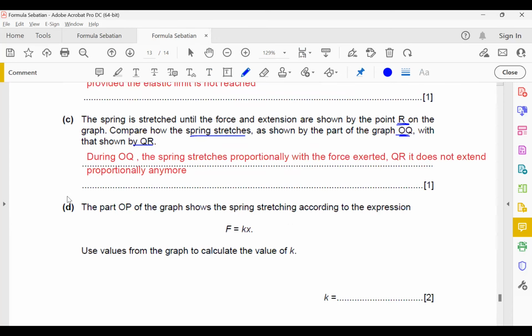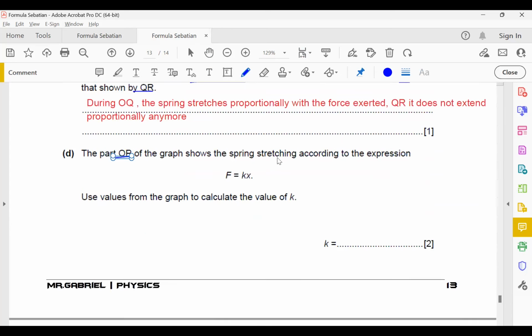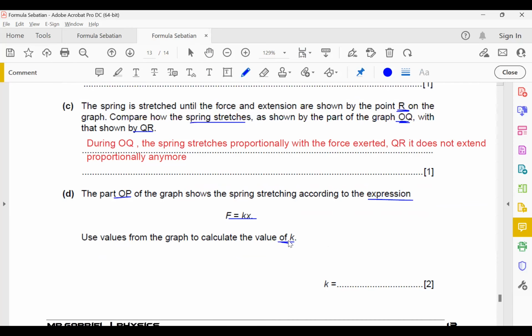Okay, last question. The part OP of the graph shows that the spring stretches according to this expression F equals Kx, which is essentially Hooke's law's formula, right? Use the values from the graph to calculate the value of K. You're supposed to use the values from the graph, guys.